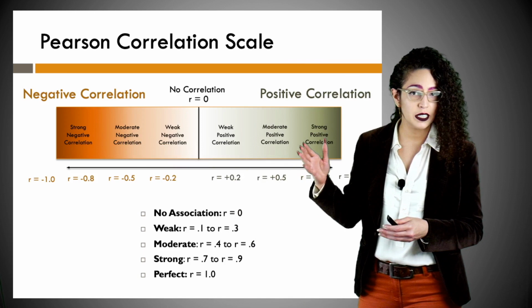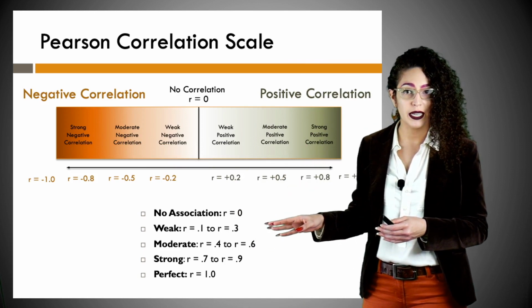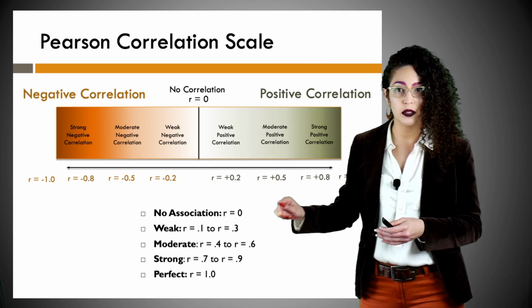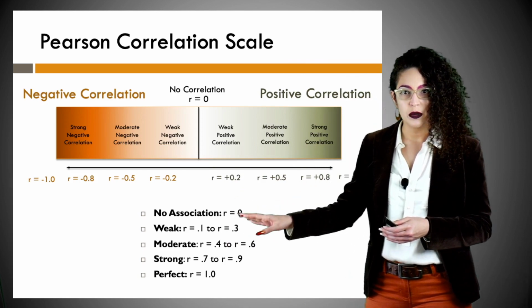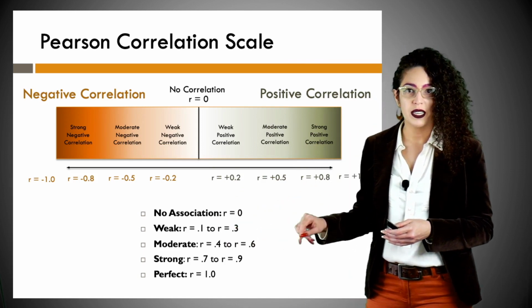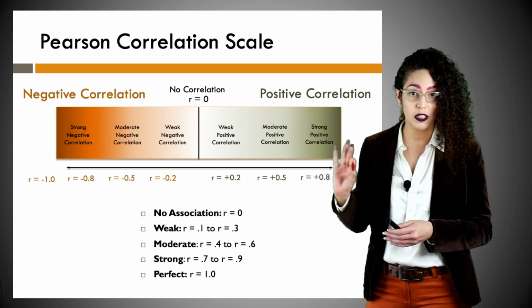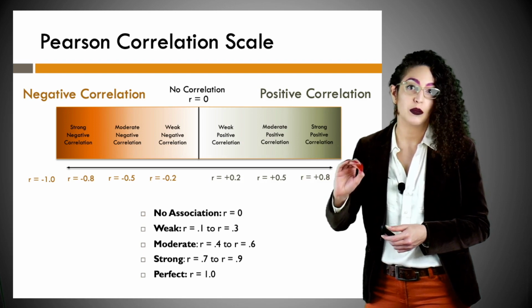Now, whether it's positive or negative, the numbers still apply. So if there is a positive or a negative correlation between 0.1 and 0.3, we call that weak. Between 0.4 and 0.6, moderate. 0.7 to 0.8, strong. And a perfect 1, perfect -1, or perfect +1, that is a perfect relationship.